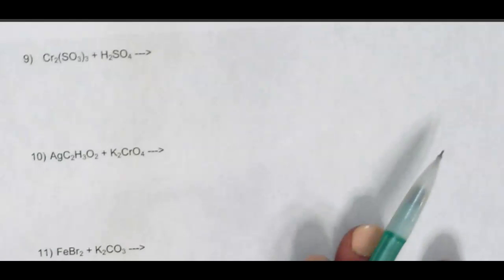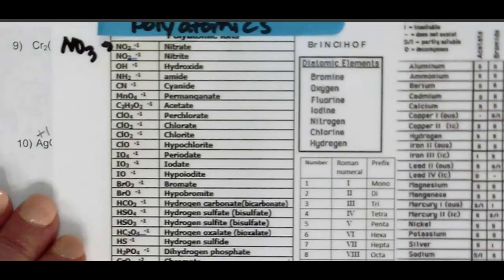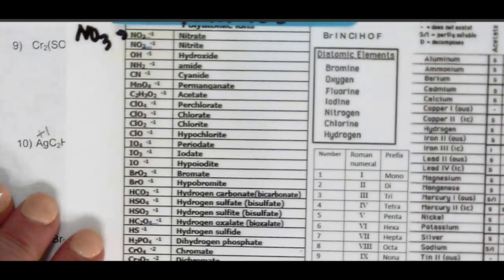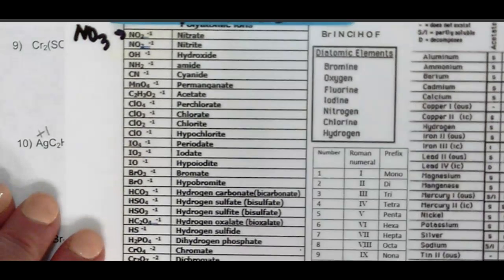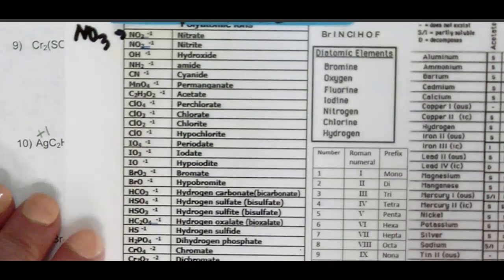Okay, I'm going to do one more off of this sheet just so you have a sampling. So I'll go ahead and do number 10. Again, silver is a +1. You can look at that on your chart. This is your acetate. If you don't know it, you just have to go looking for it on your sheet. So here it is, acetate, and it is a -1. Now that is that whole piece right there.